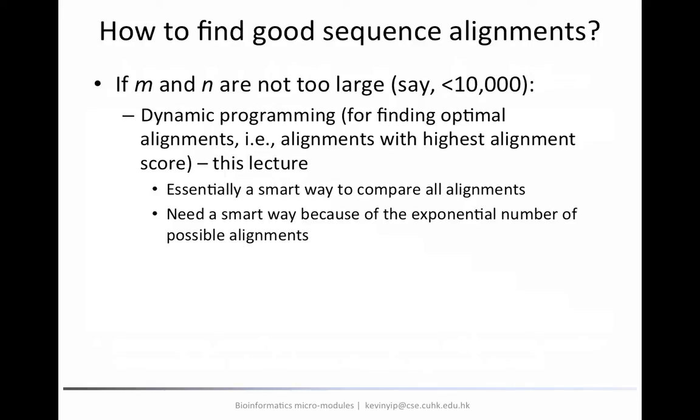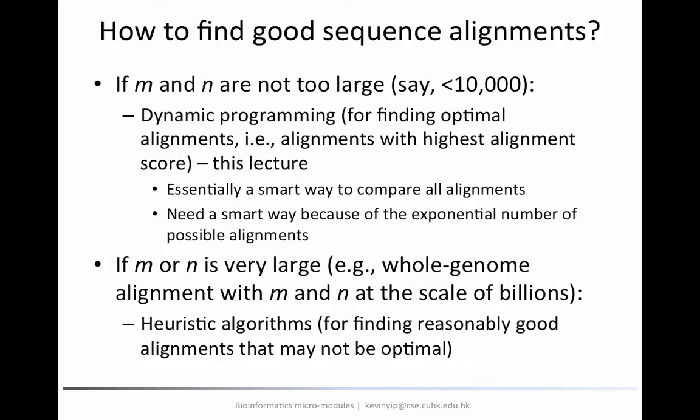But even with dynamic programming, if m and n are very large, it is impossible to find out the best alignment. In that case, we are going to use something called heuristic. The term heuristic means that it is much faster, much more practical, but it does not guarantee to find out the best solution. So this is a trade-off between the performance and the optimality of the solution.